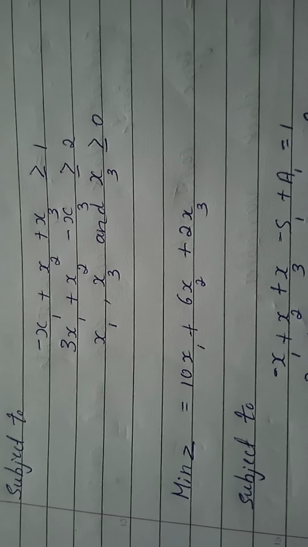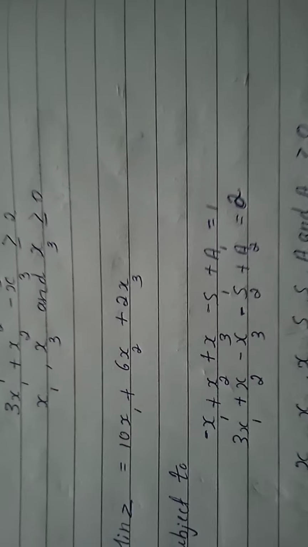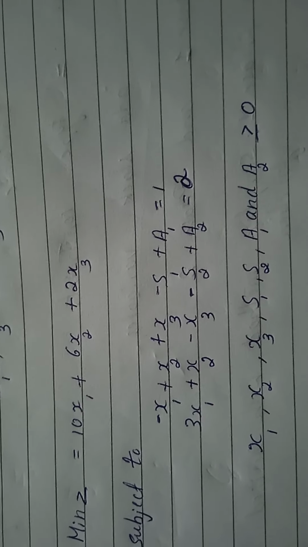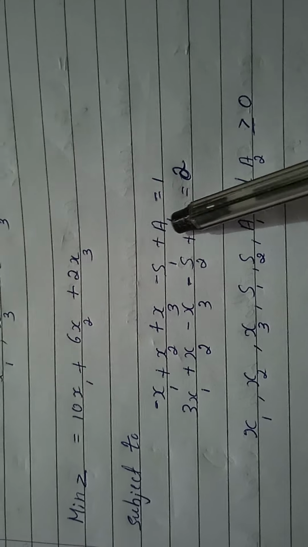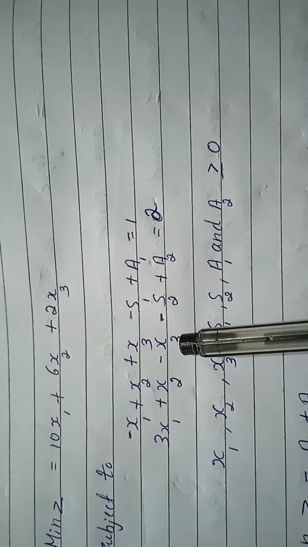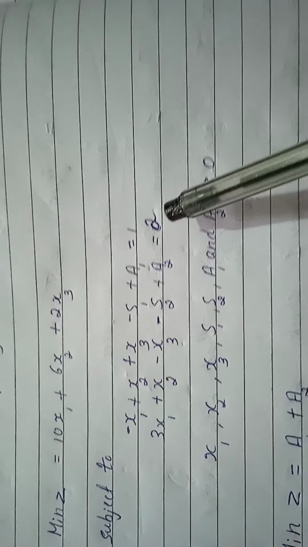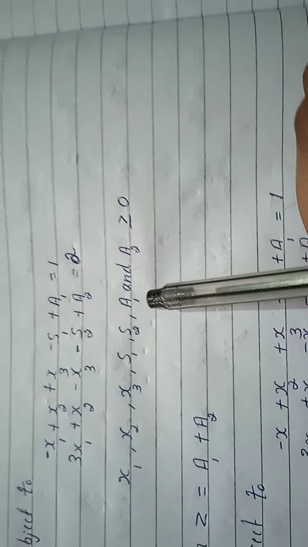Now we are going to get the canonical form of the given equation, that is 10x1 plus 6x2 plus 2x3. As you can see, in minus x1 plus x2 plus x3, we have to subtract s1, the slack variable, and add an artificial variable, which is equal to 1. The second constraint is 3x1 plus x2 minus x3 minus s2, the slack variable, plus a2, the artificial variable, equal to 2. And we have the condition that x1, x2, x3, s1, s2, a1 and a2 are greater than or equal to 0.